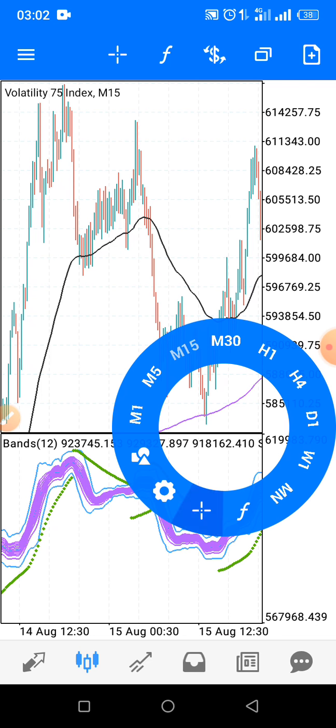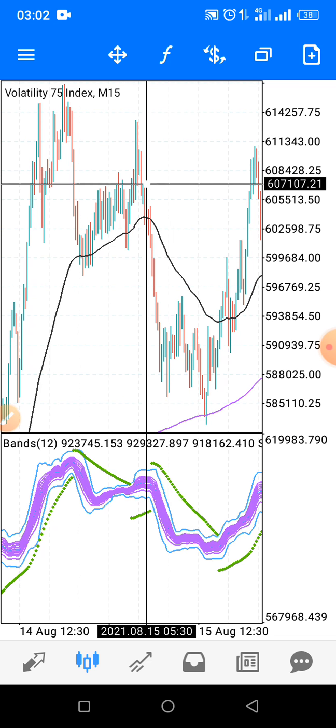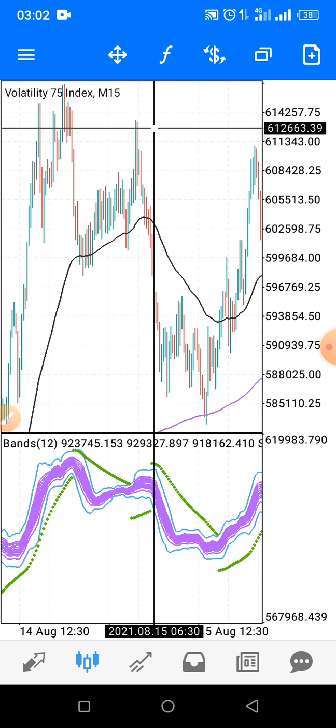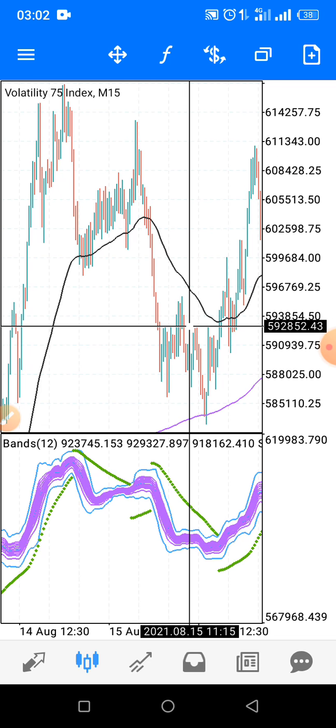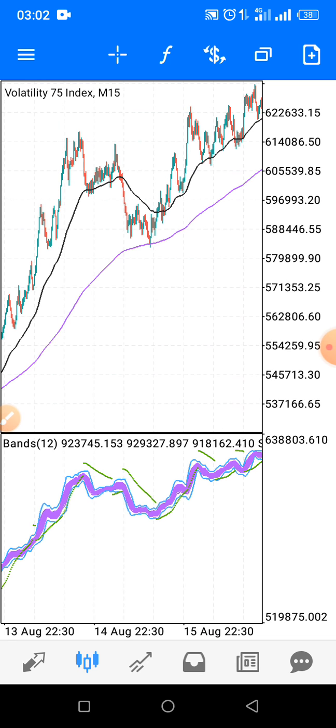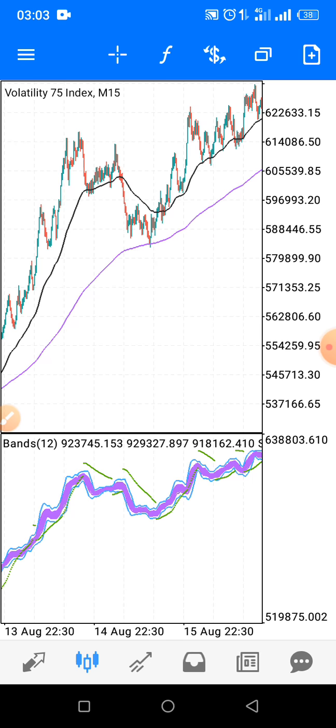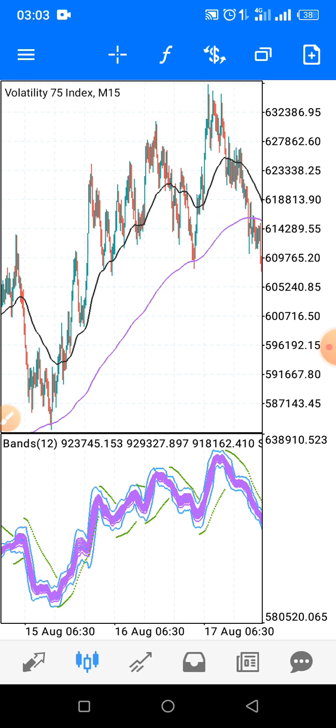Then here, when they are above the Bollinger Bands here, we don't enter because it's not in line with the 50-200 cross on the main chart. Okay, the 50-200 cross is suggesting a buy, so you don't trade against the 50-200 cross. Wait for the 50-200 cross to come, then you can enter.